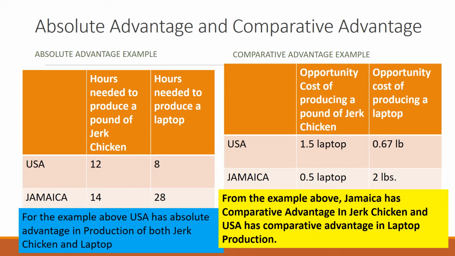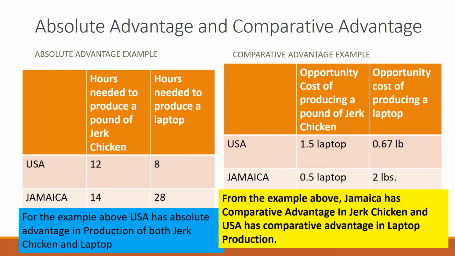Similarly, let's find out which country would have comparative advantage in laptop production. So here we see for US, the one laptop production's opportunity cost would be not being able to produce 0.67 or 2/3 of a pound of jerk chicken. On the other hand, Jamaica's opportunity cost would be not being able to produce 2 pounds of jerk chicken. So it looks like 2/3 of a pound is a smaller amount than 2 pounds. So US would have comparative advantage in laptop production.